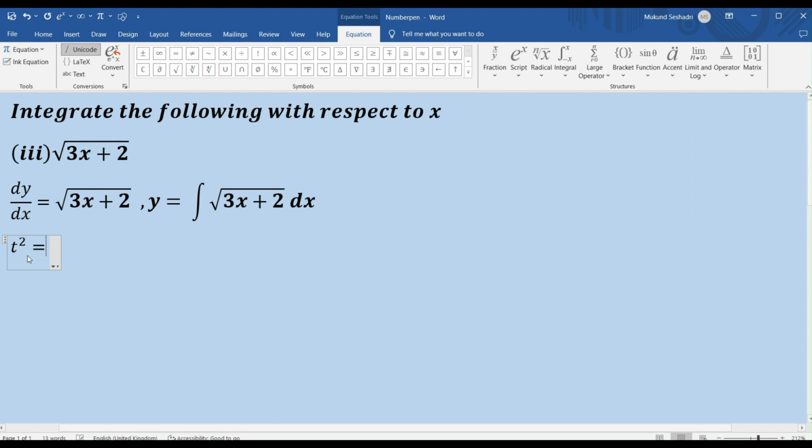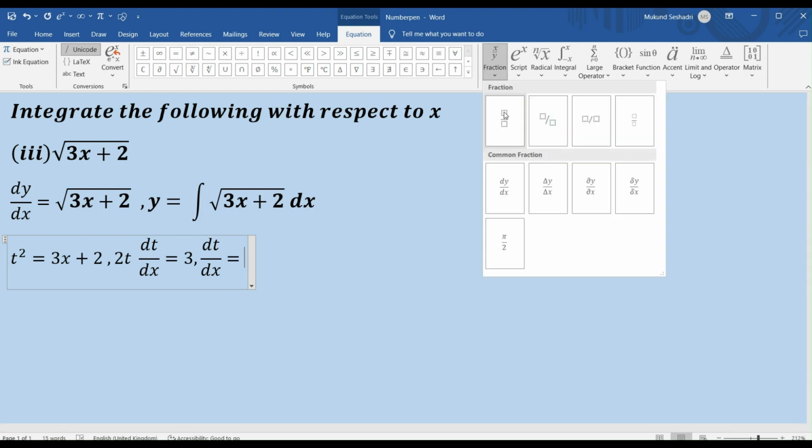And why am I doing it? Because I have a square root and I want to eliminate the square root, right? And what does this leave me with? I differentiate on either side. I have t squared equals 3x plus 2. When I differentiate on either side, I get 2t times dt by dx equals 3, right? And which means my dt by dx is nothing but 3 divided by 2t, right?